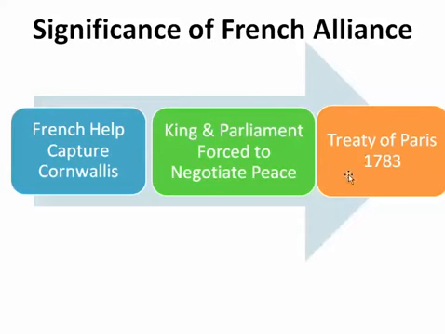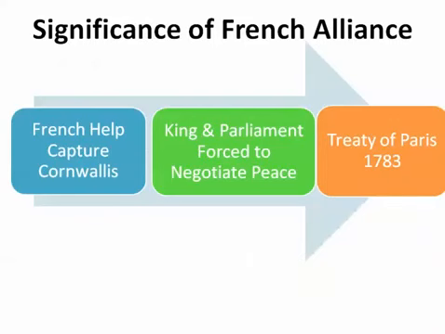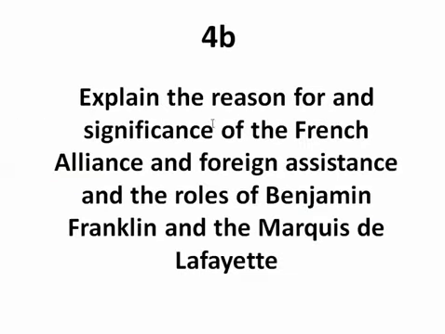So the Declaration of Independence really did not get independence for the American colonies. The American Revolution had to be won first. And how do we win the American Revolution? With French help, with French alliance, with French assistance, with these French weapons and navy and army. That's how we do it, and that's the significance of the French alliance. Okay, I hope this helps you. I think we met our objective. It said to explain the reason for and significance of the French alliance and the foreign assistance, the roles of Benjamin Franklin and Marquis de Lafayette.